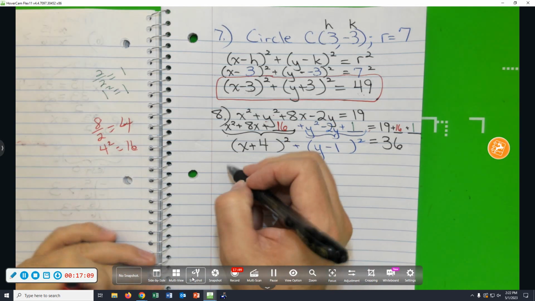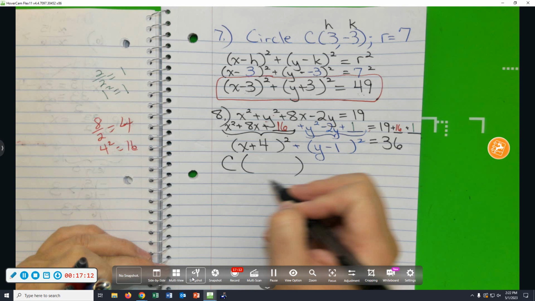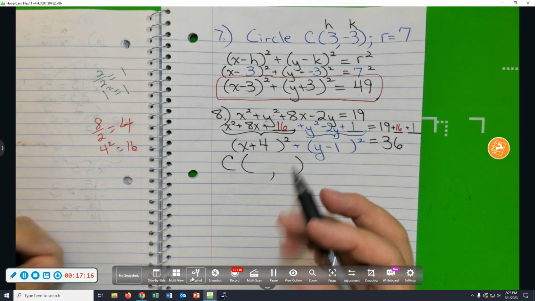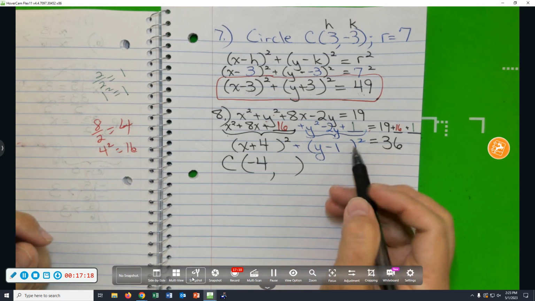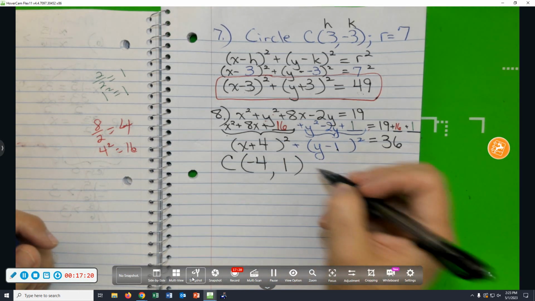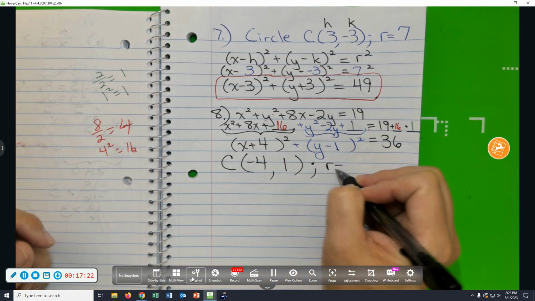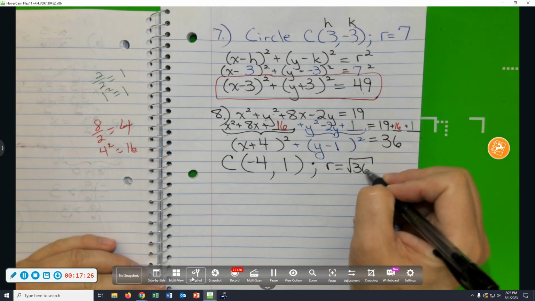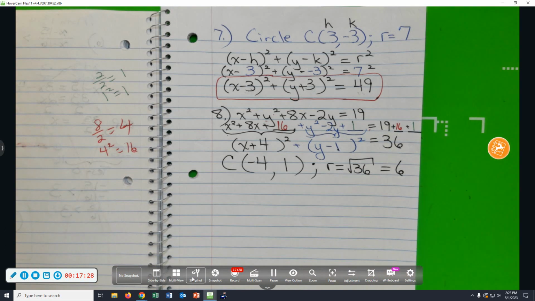So you can determine the center. It's the opposite, negative 4, and the radius. You square root that constant to give you 6. So the center is negative 4, 1. The radius is 6. And I think all we're going to do is graph it.